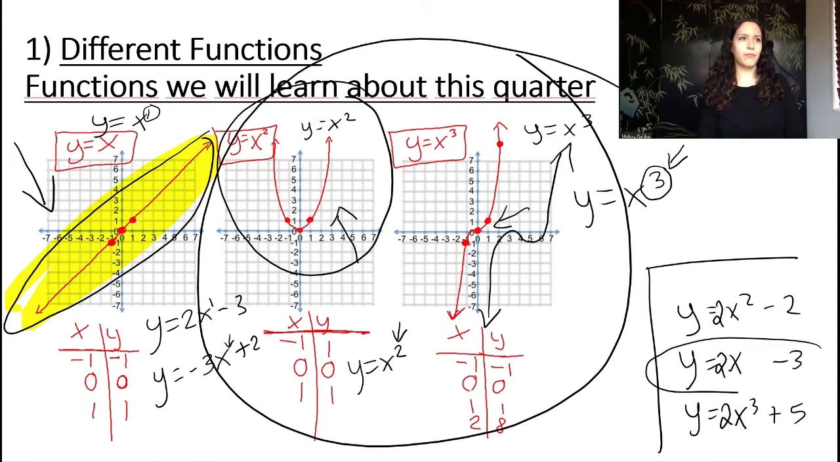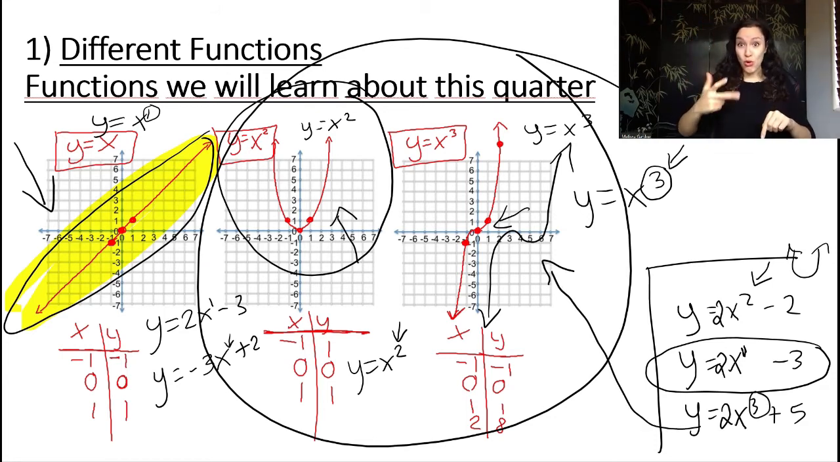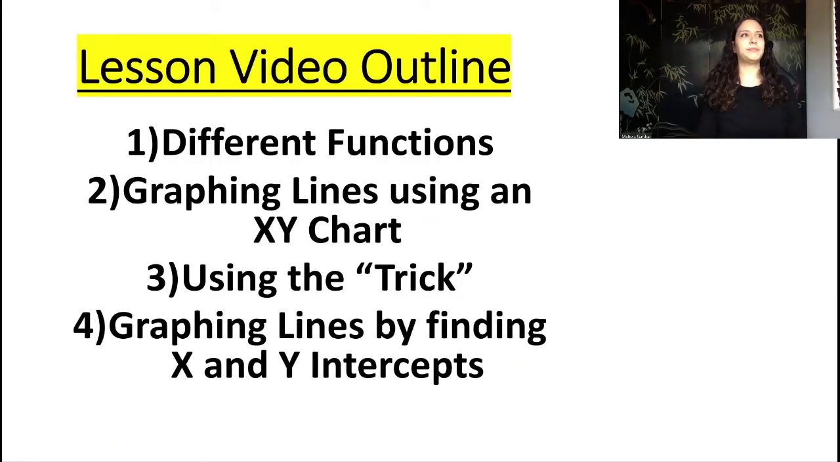Hopefully you said this one, because this is the only one that's to the first power. This is squared, so it's going to look like a U shape. This one is cubed, so it's going to look like that. Next slide. All right, so we just looked at the different functions. We are only concerned about these to the first power.